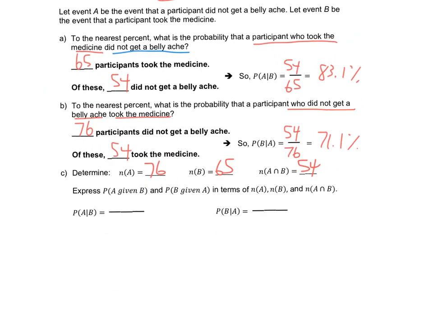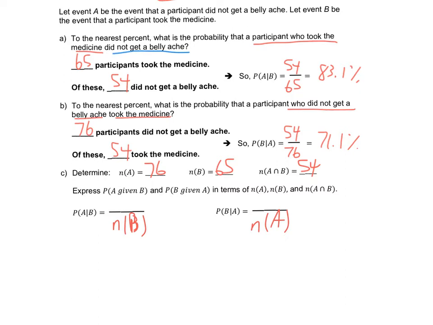Okay, so now it says express A given B and B given A in terms of n of A, n of B, and n of A intersection B. So the probability of A given B, our sample space was out of just set B. So that's going to be in our denominator. That's what we're considering. That's what we're dividing by. And over here, when it's B given A, we're dividing by the number of elements in set A, okay?